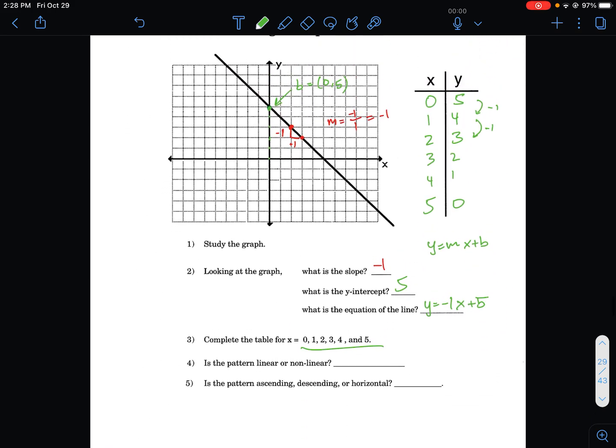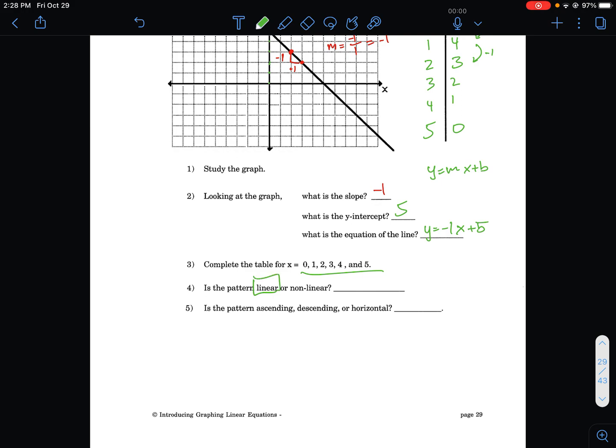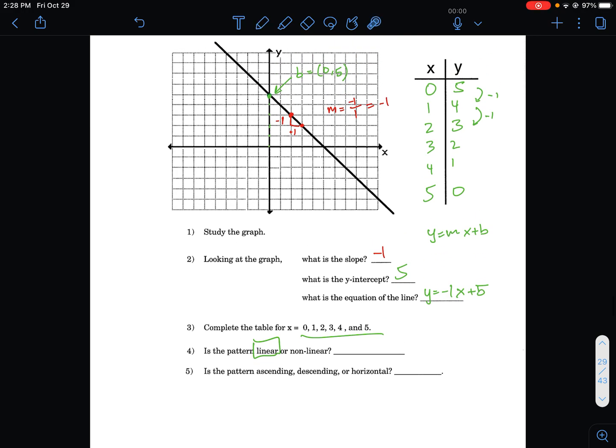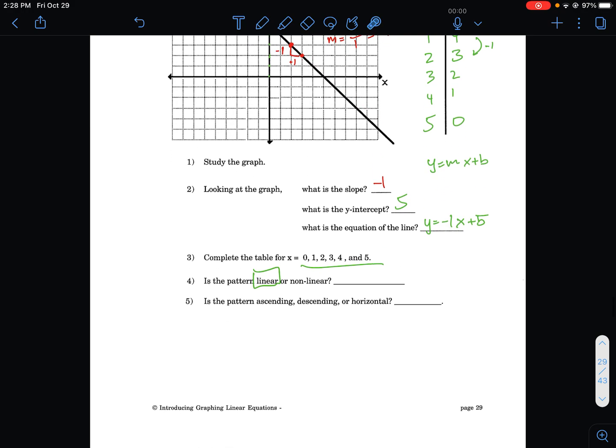Is it linear or non-linear? It is a straight line, so it is linear. Is it ascending, descending, or horizontal? Well, if we go from left to right, it is going downward, so that means it is descending.